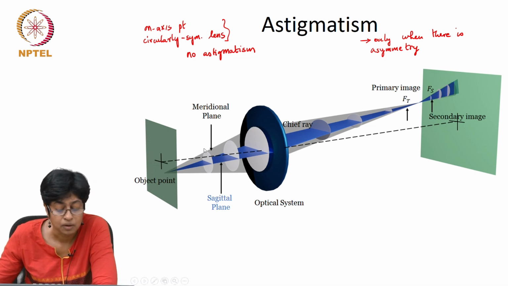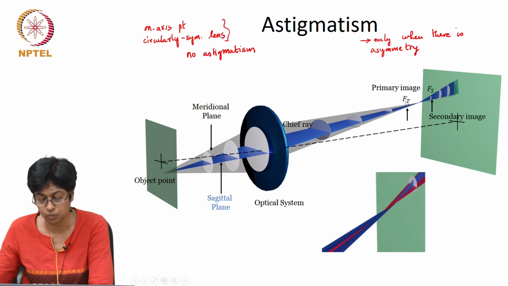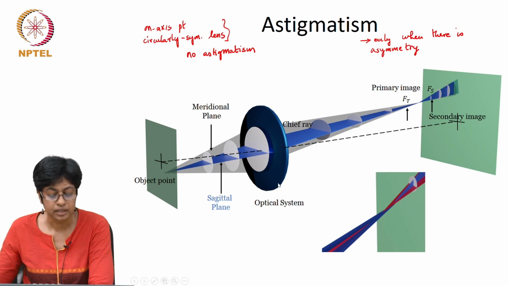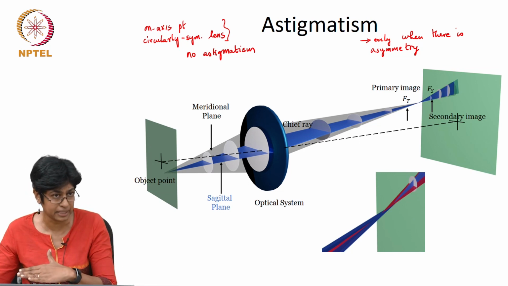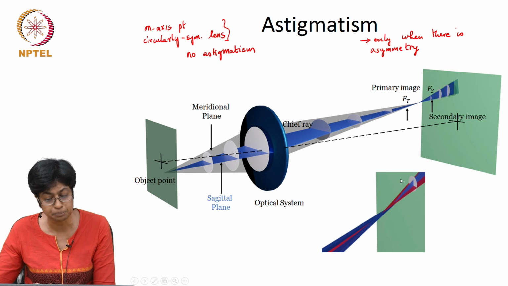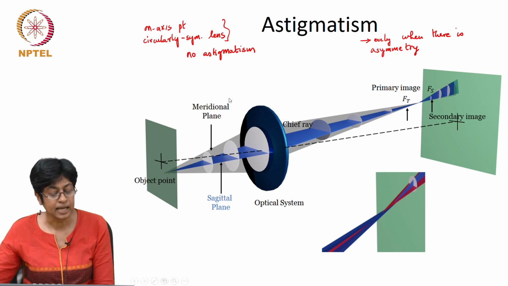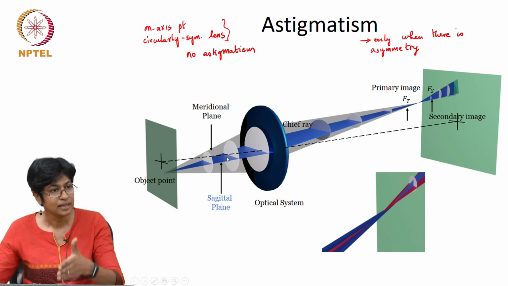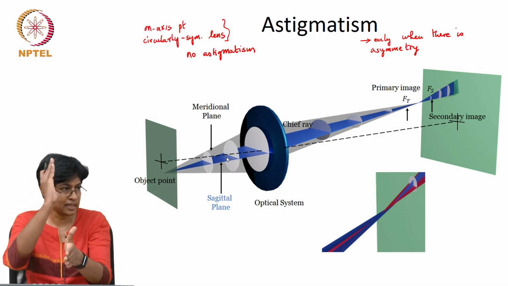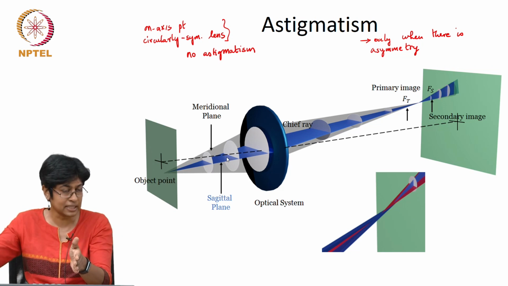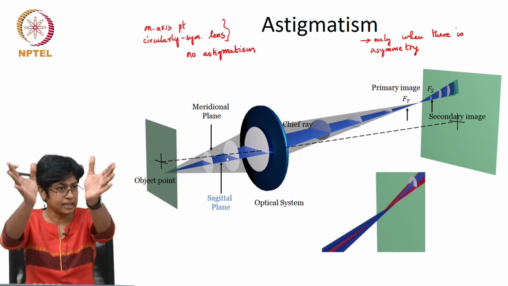Now, I hope I have this figure. This is just a zoomed in version of what's happening over here. If you look at this, two different colors are used to designate the planes. The sagittal plane is in blue, and that is the rays that lie in the horizontal plane, and the meridional plane is in gray, and that is the perpendicular plane. So you can imagine you have a fan of rays that lie in the meridional plane and a fan of rays that lie in the sagittal plane, and they come from this off-axis point and hit the lens.